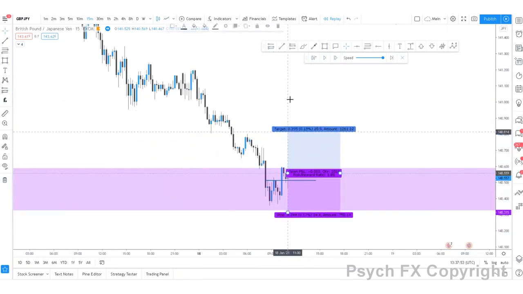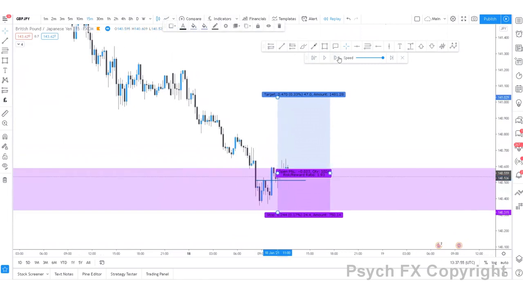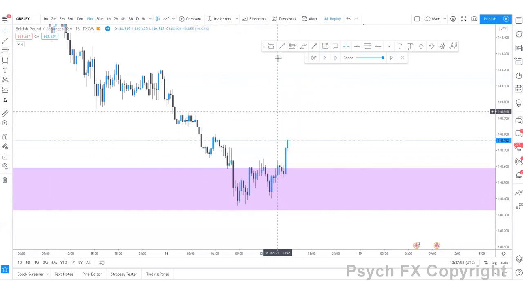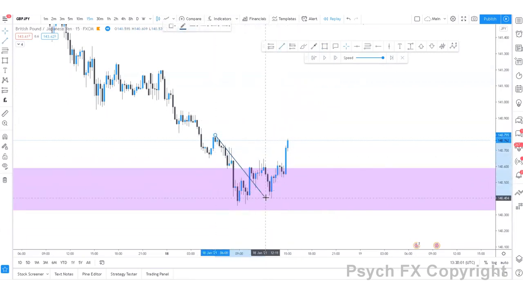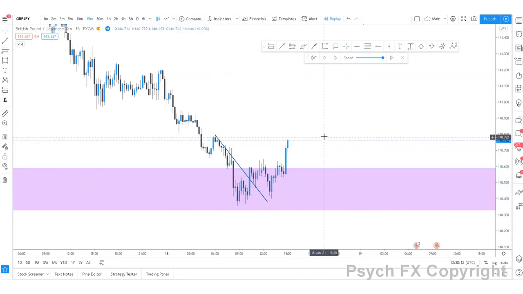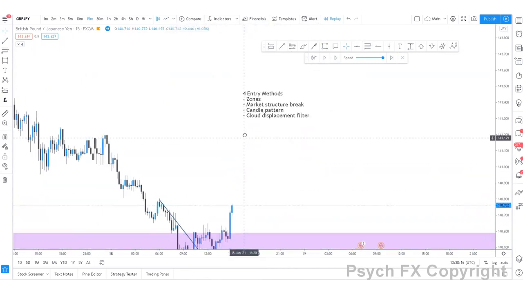Okay, so this would be the second way, and we already know the outcome of this. It's pretty much the exact same thing, just visualized in a different way. Alternatively, for the market structure, you could have waited for it to break, waited for it to return, maybe even drawn a fib from the low to the high, and then entered like that. There's loads of different ways that you can do this. So that's market structure break pretty much done.